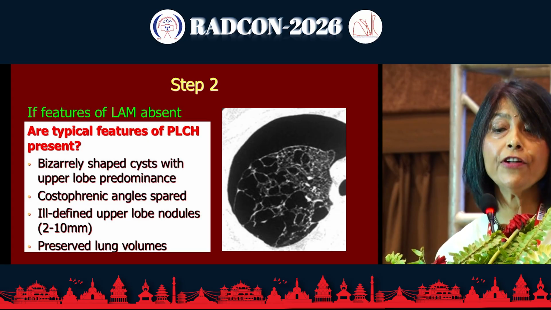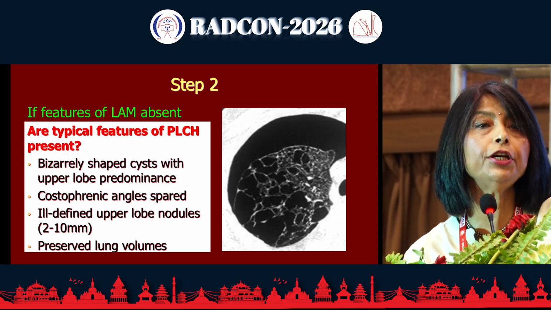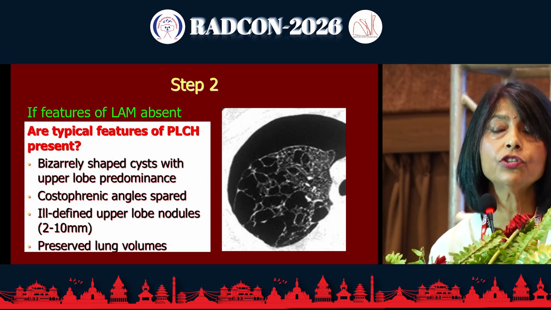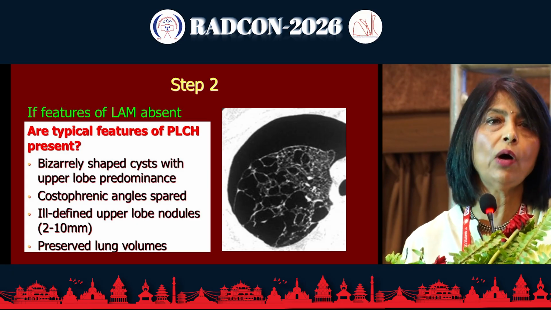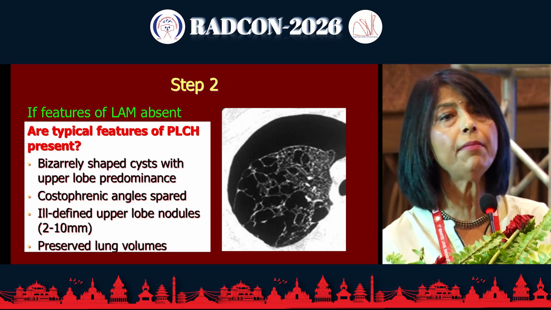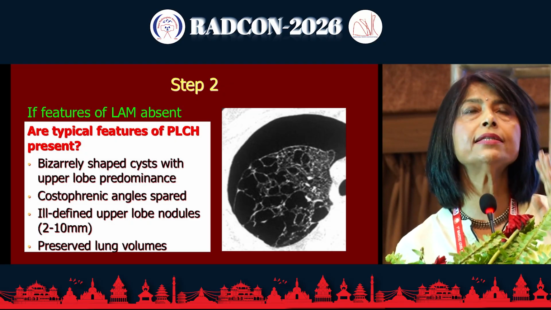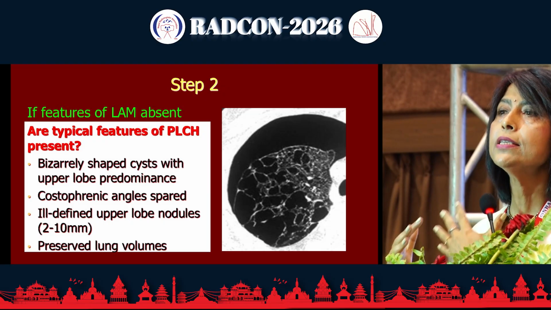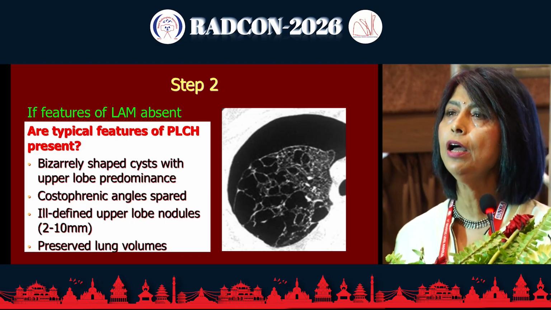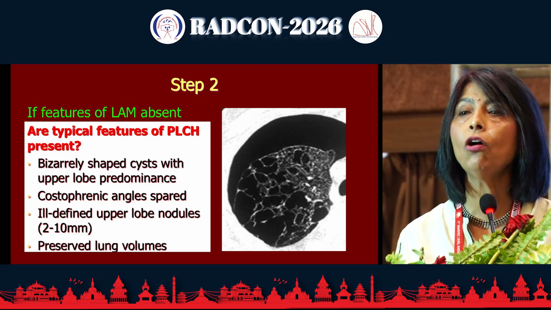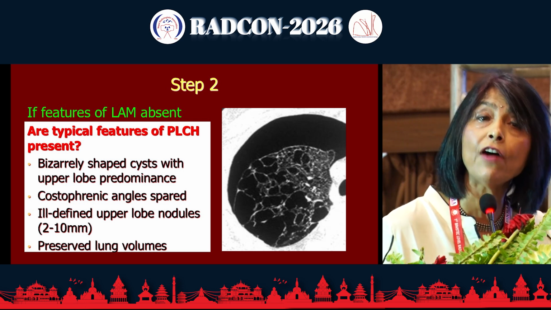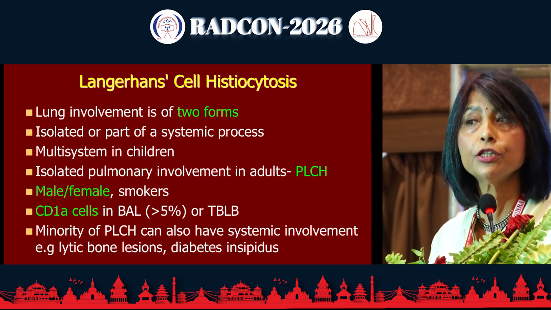Step 2. If it's not LAM, the other entity you are familiar with is pulmonary Langerhans cell histiocytosis. The main comprehension required in this is that it is not the same as the pediatric LCH in the way it looks. Pediatric LCH is a multi-system neoplasm which involves multiple organs, yeah? Liver, spleen, pituitary. This one is confined to the lung and happens in smokers.